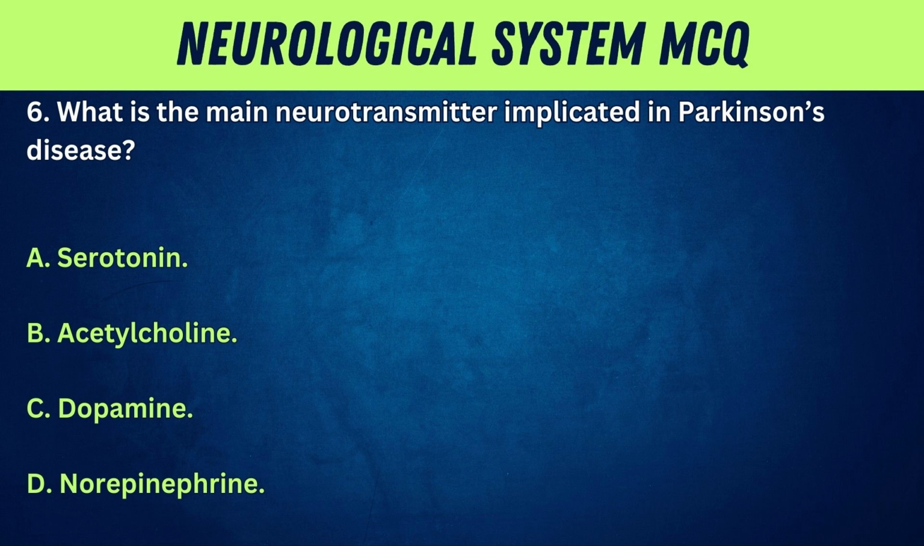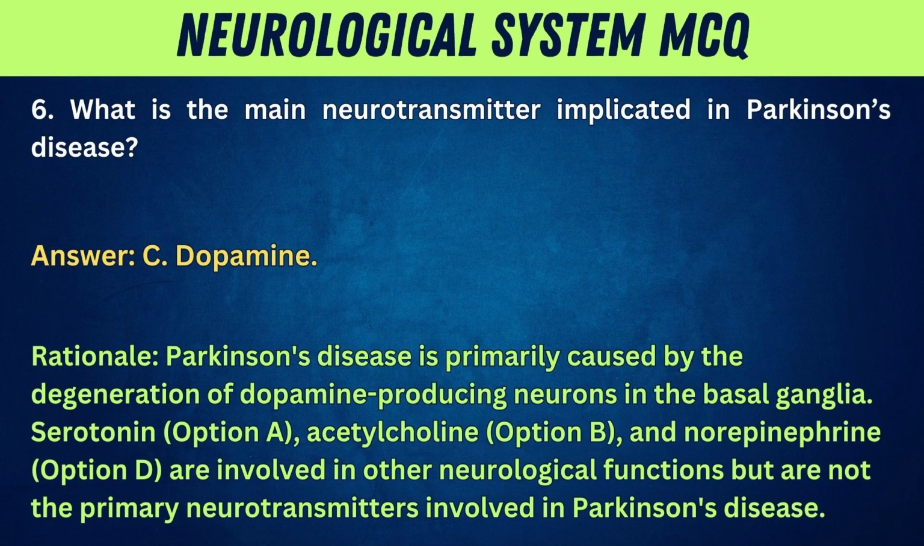6. What is the main neurotransmitter implicated in Parkinson's disease? A. Serotonin. B. Acetylcholine. C. Dopamine. D. Norepinephrine. Answer: C. Dopamine. Rationale: Parkinson's disease is primarily caused by the degeneration of dopamine-producing neurons in the basal ganglia. Serotonin, option A, acetylcholine, option B, and norepinephrine, option D, are involved in other neurological functions, but are not the primary neurotransmitters involved in Parkinson's disease.